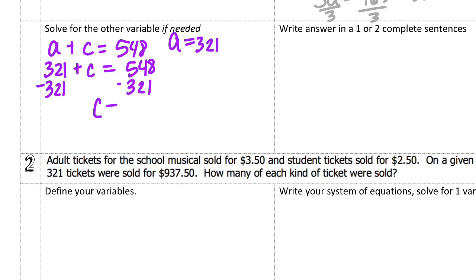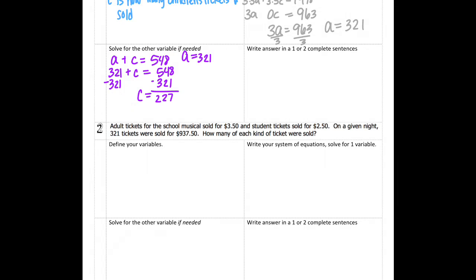My children's tickets equal, let's see, 8 minus 1 is 7, 4 minus 2 is 2, 5 minus 3 is 2. So 227 children's tickets. And then that's what I'm going to write up as my answer. The movie theater sold 321 adult tickets and 227 children's tickets.